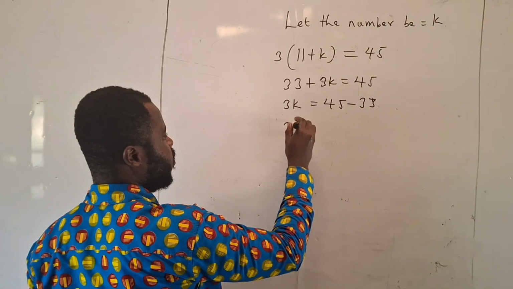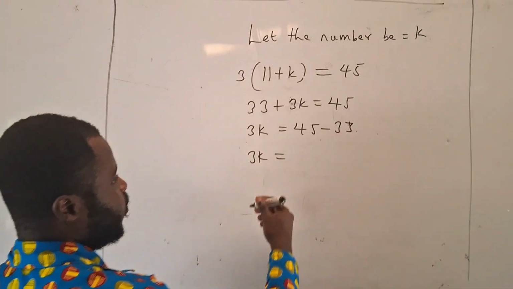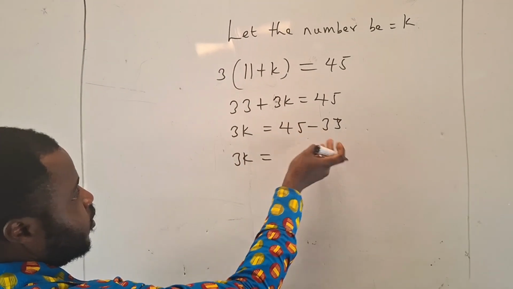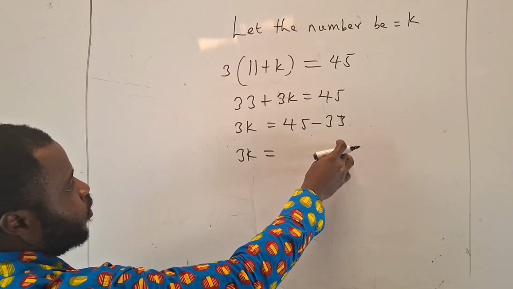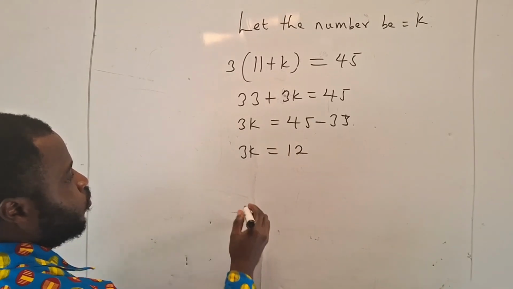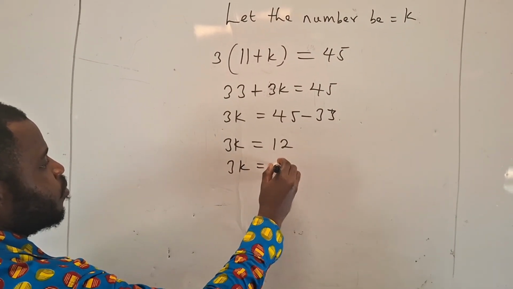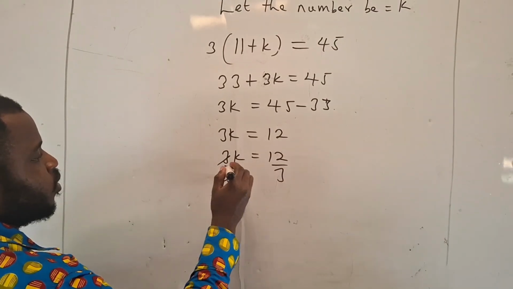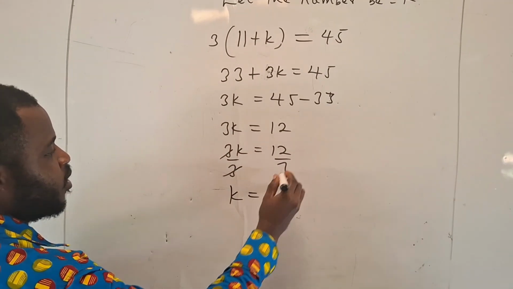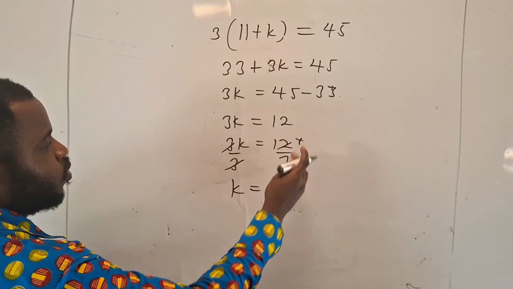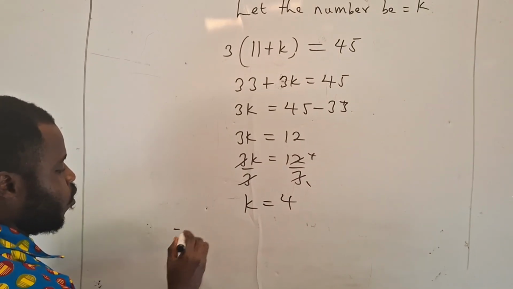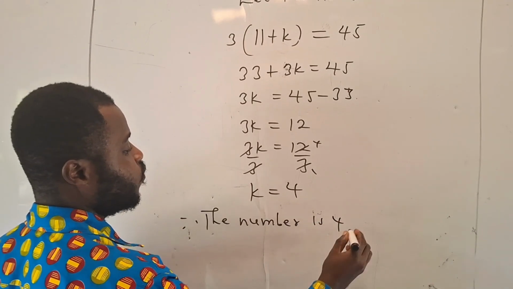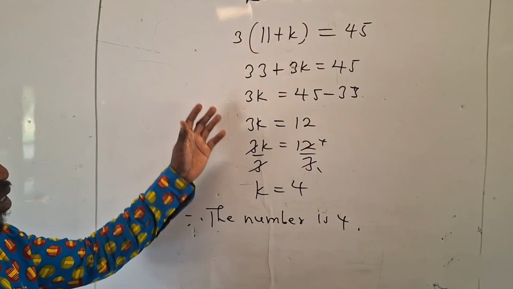So 3k is equal to 45 minus 33, which is going to give us 12. So we are going to divide both sides by the coefficient of k. The coefficient of k. So 3 will divide itself to give 1. We have our k. 3 will divide here 1, divide here 4. 4 divided by 1 is 4. So therefore, the number is 4. So this is how we solve for this equation.